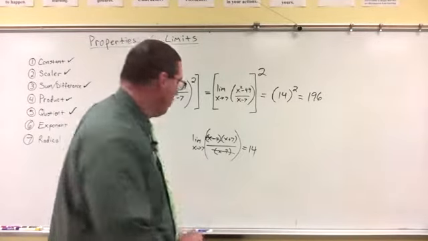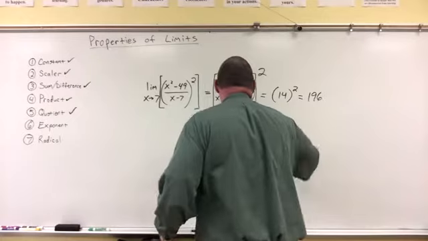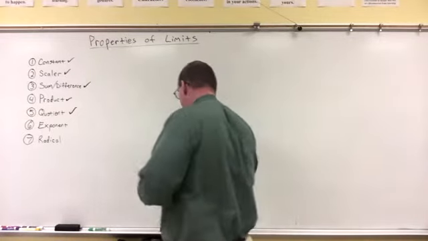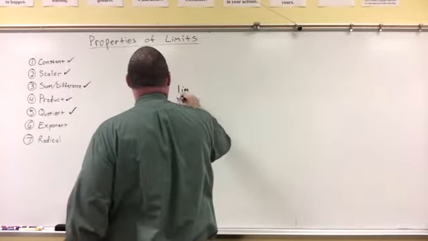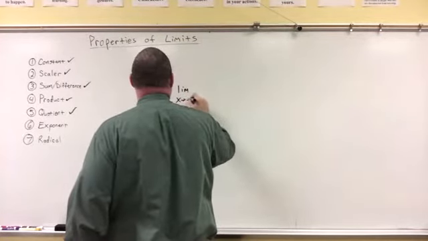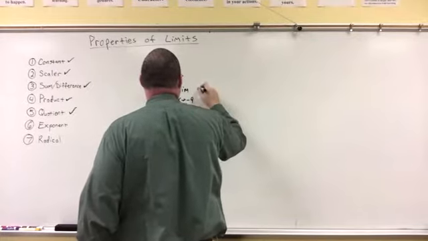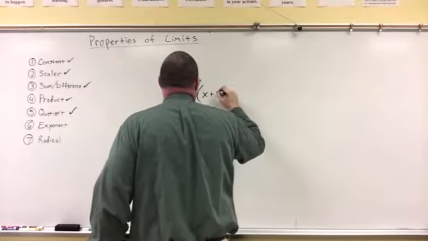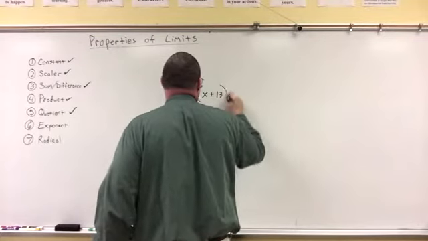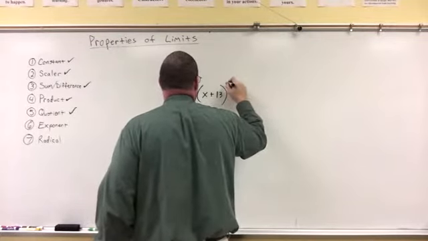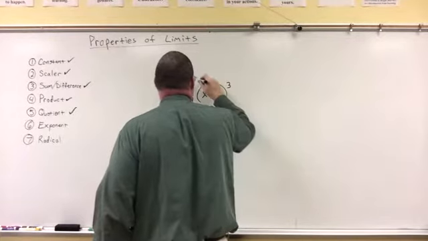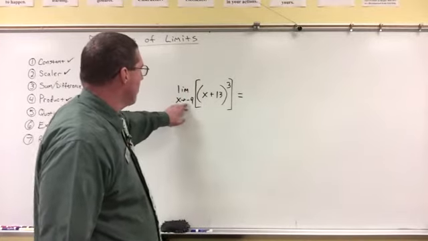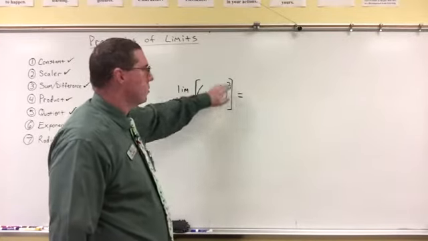Let's do another really easy example, one that's maybe even easier than this. What if I said, what is the limit as x approaches negative 9 of the function x plus 13, cubed? See, it doesn't have to be a square. It can be any exponent. What is the limit as x approaches negative 9 of x plus 13 cubed?